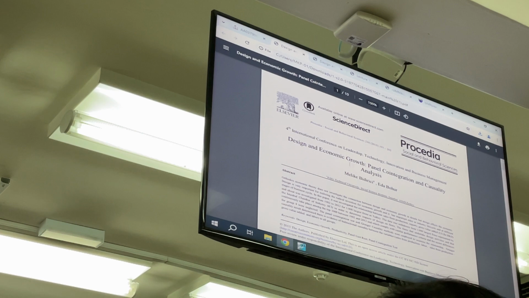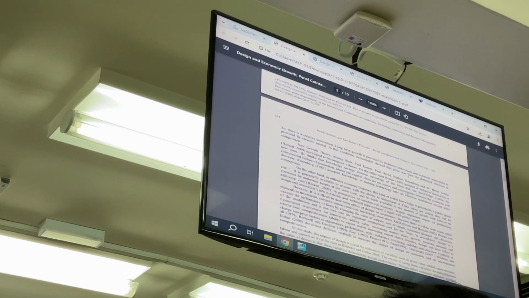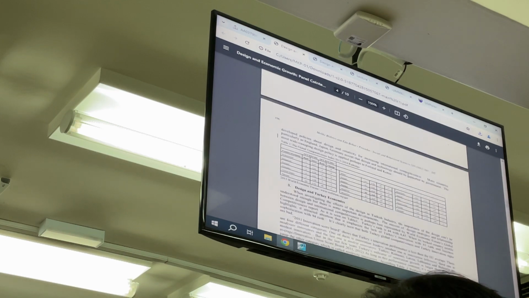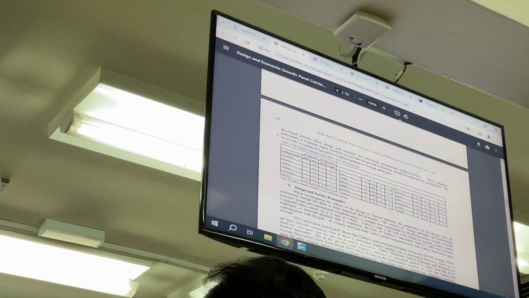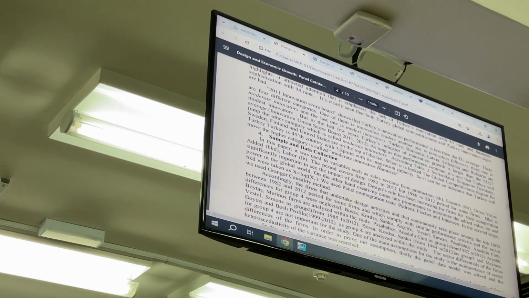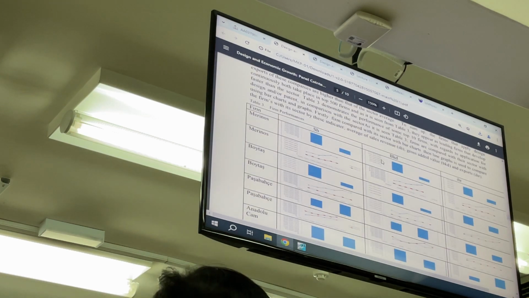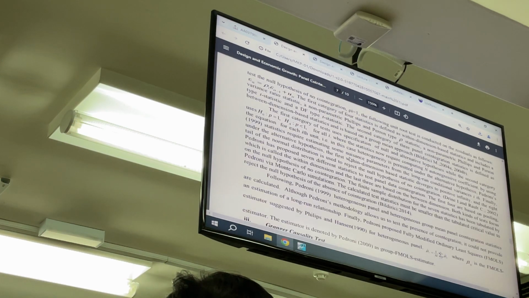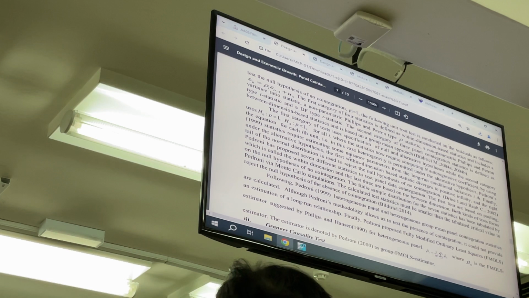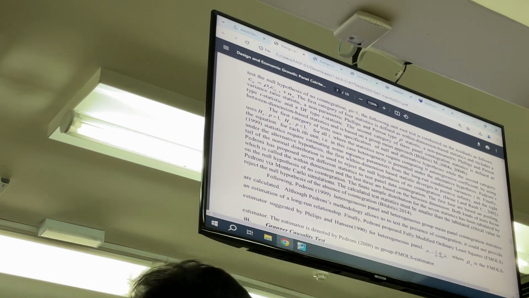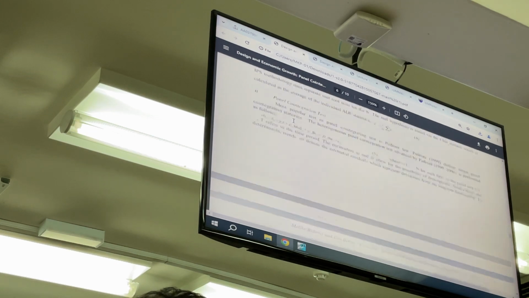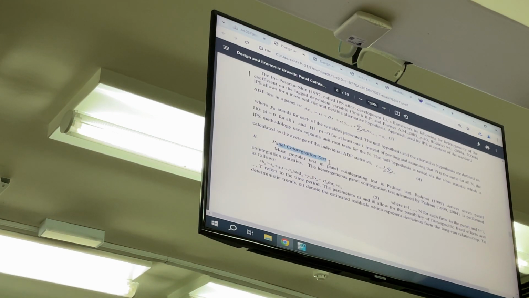This one is talking about the panel cointegration and also the causality. When you scroll down, you can take a look at how people report the results, and what the motivation is, and so on. They discuss the cointegration test, like the Pedroni test, panel cointegration, like there is a Pedroni test.